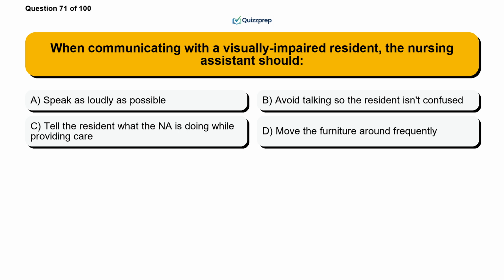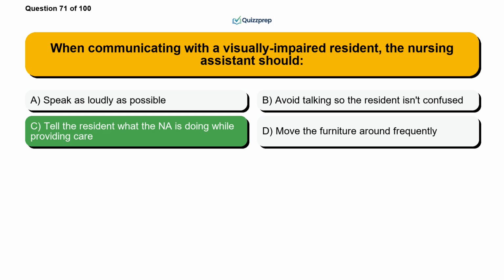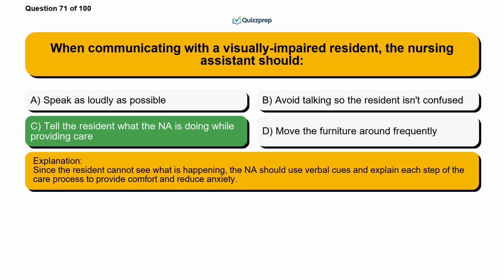Option C, tell the resident what the NA is doing while providing care. Option D, move the furniture around frequently. The correct answer is option C, tell the resident what the NA is doing while providing care. Since the resident cannot see what is happening, the NA should use verbal cues and explain each step of the care process to provide comfort and reduce anxiety.